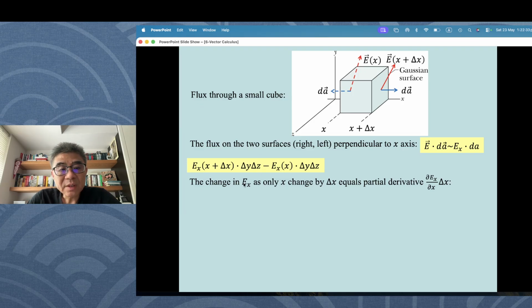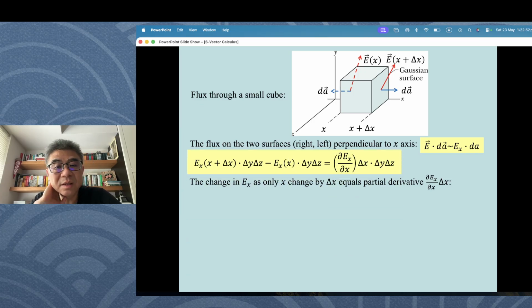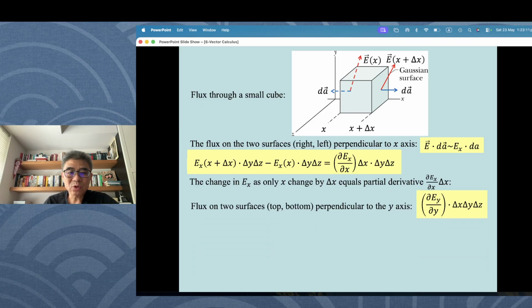Okay, so the difference of a function while keeping y, z constant will be the partial derivative, partial Ex over partial x, times delta x. Therefore, the difference between these two electric fluxes can be easily calculated as partial Ex over partial x, times delta x, the difference in the function, times the area delta y, delta z. Okay, we finished the two surfaces on the left and the right. And we can do it again.